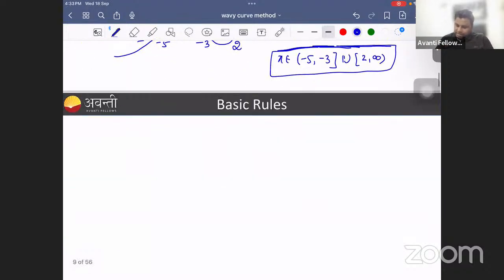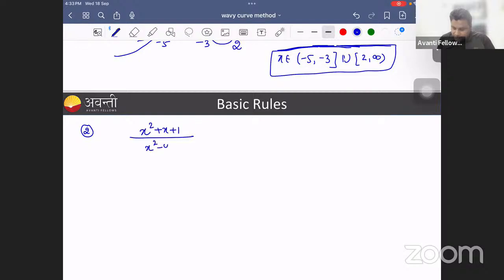Now, let's take another question. (x square plus x plus 1) upon (x square minus 4x plus 3) less than or equal to 1. Try it once. I told you one side should be 0, and here it is not 0. Take this 1 to the left hand side and then take LCM.